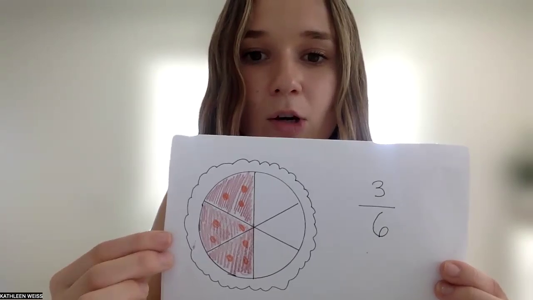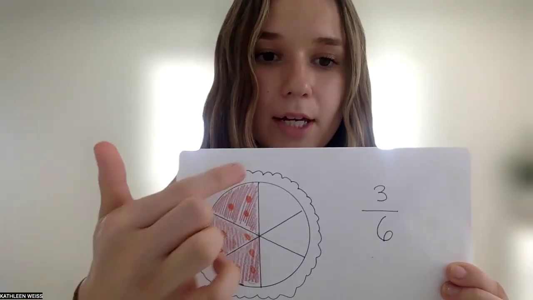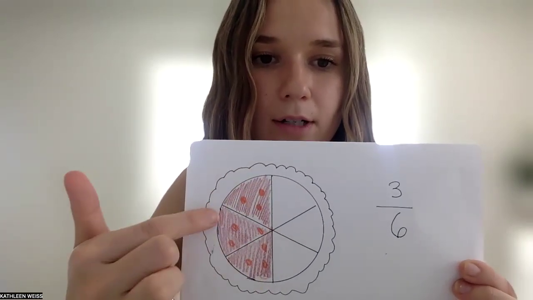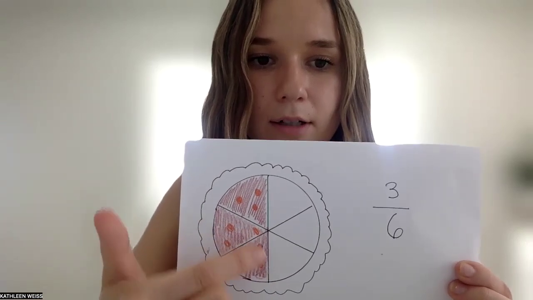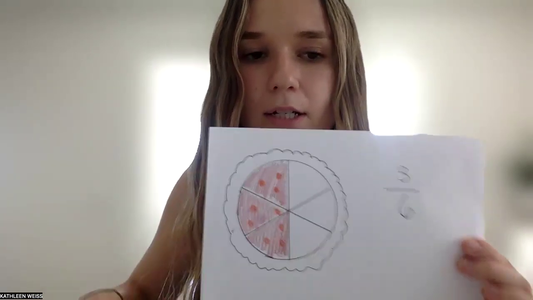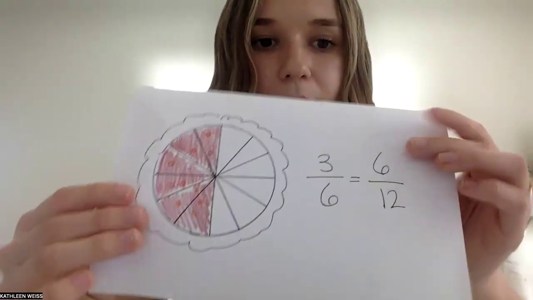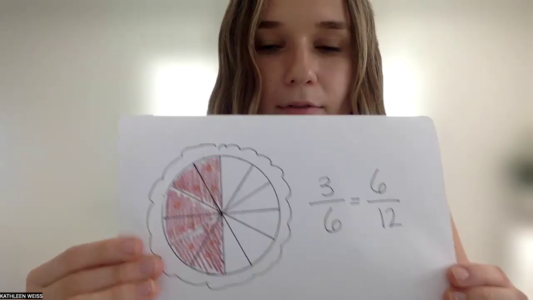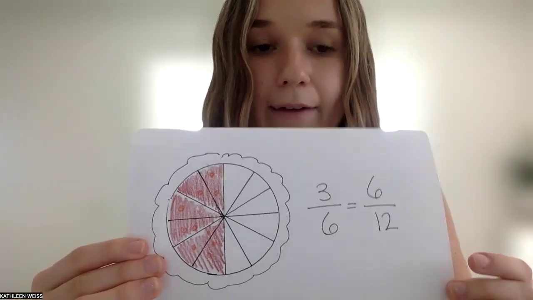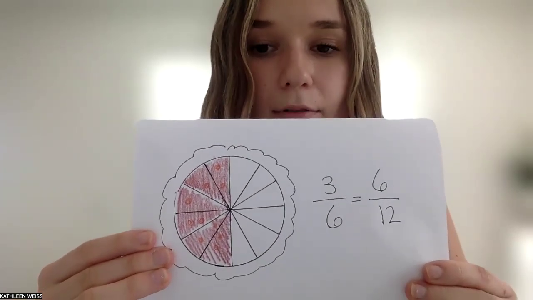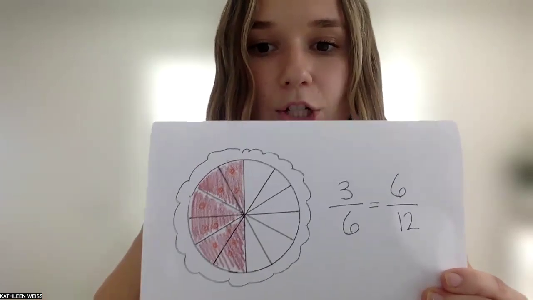Now, if we were to divide or cut each slice into halves, like this, how many slices would we have now? So we have this visual model. How many slices do we have now? If you said 12, you are correct. There are 12 slices now if we split each in half.